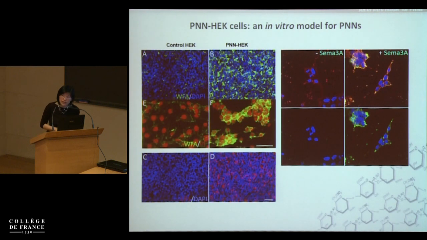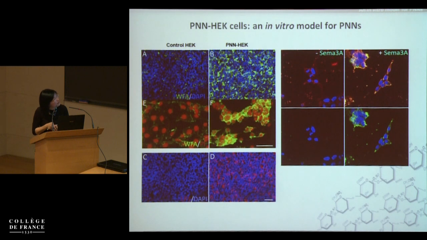With the use of these cells, this is just a picture showing WFA as a marker of perineuronal nets in the PNN HEK cells. As you can see, they're basically wrapping the surface of the cells. Here is a high magnification. The green is the WFA, and the cells are also expressing link protein.